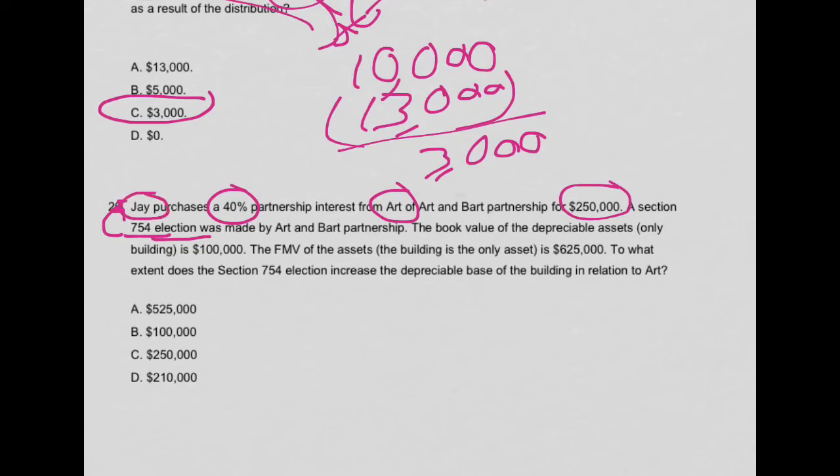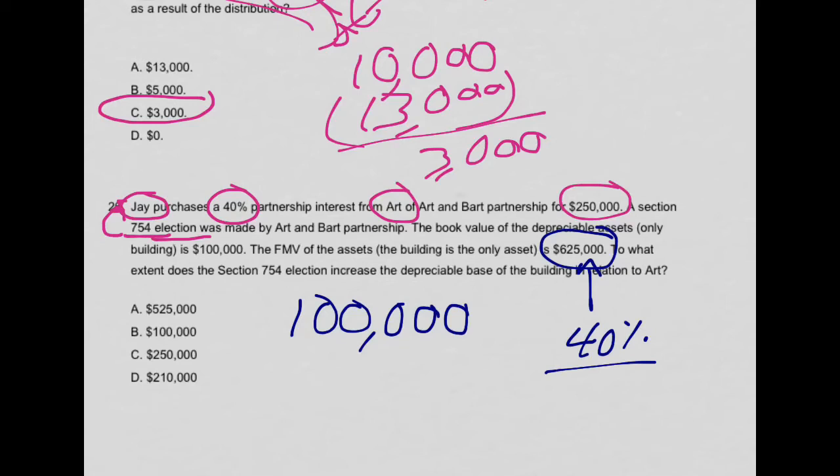So let's see what we got. The book value is 100,000. The fair market value of the building, which is the only asset, is 625. And that sort of makes sense, because I'll just use the calculator on my phone: 625 times 40% interest equals 250. So that's why we know he paid 250. It makes sense. That's the value of the asset.